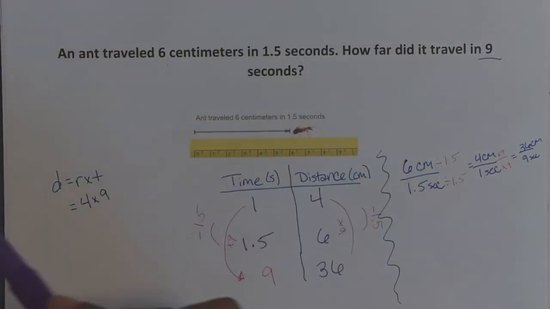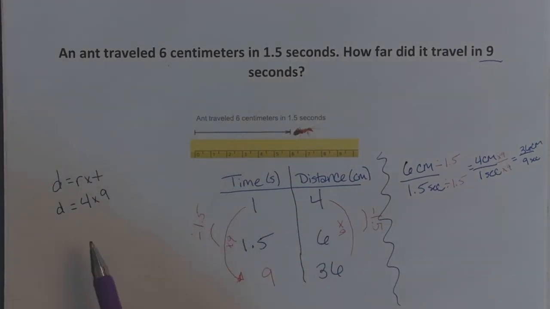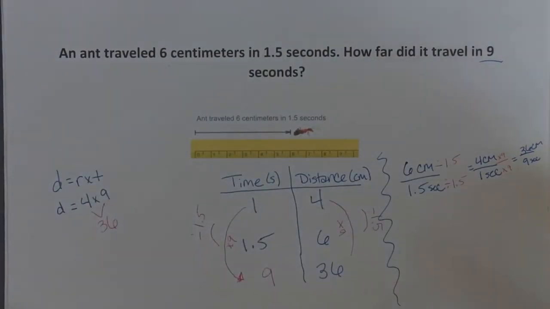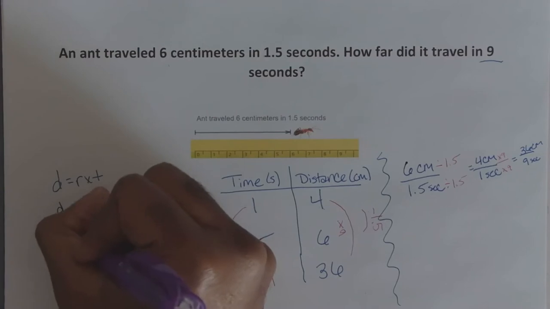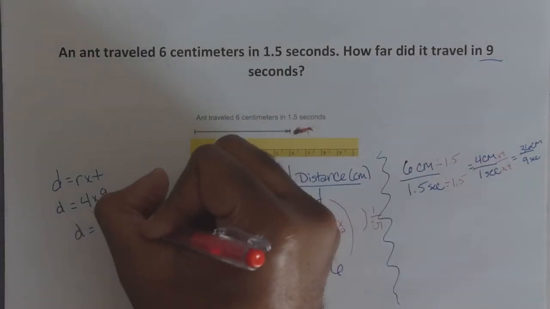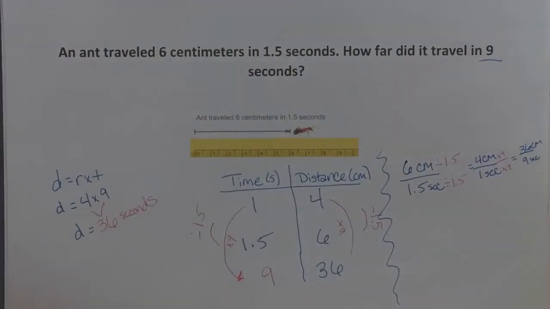And I'm looking for my total distance, so I'm solving for D. So 9 times 4 is going to give me 36. Bring down. So D equals 36, but 36 what? Seconds. Good job. Make sure you keep those units. So let's look at another problem.